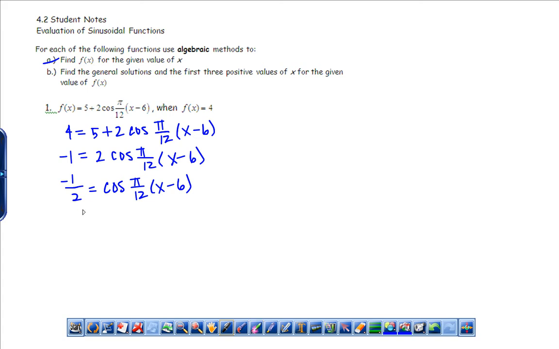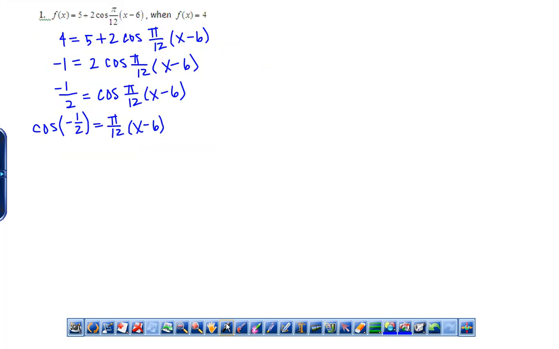Now I'm going to go ahead and bring my sine over cosine. When you do so, that becomes an arc cosine of -1/2. That's equal to pi over 12 and x minus 6. Okay, from this point, this should look familiar, and we can find our general solutions.